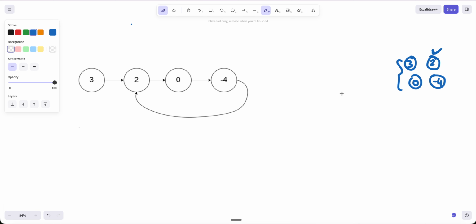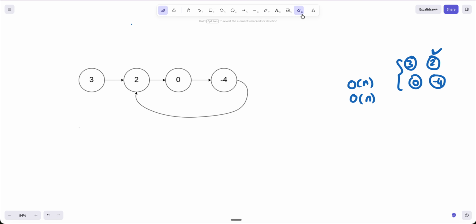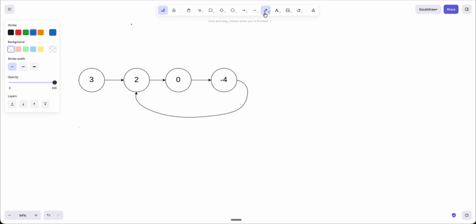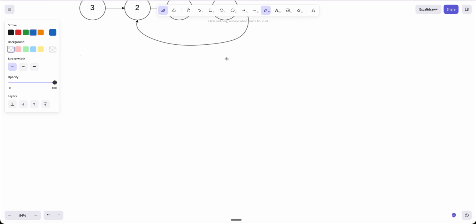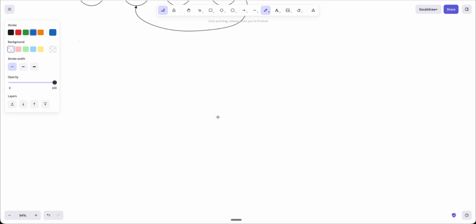And the time complexity of this solution will be big O of n, and space is also big O of n, because we are storing all the visited nodes in the set. Now let's come up with a solution which is big O of n in terms of time, but space should be big O of 1. So let's understand a simple logic here.